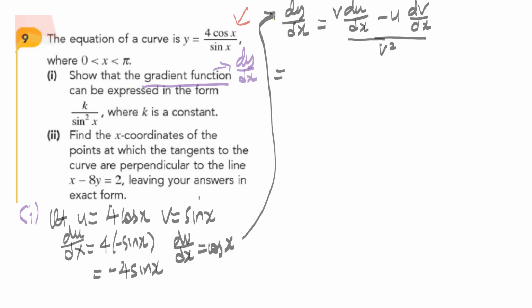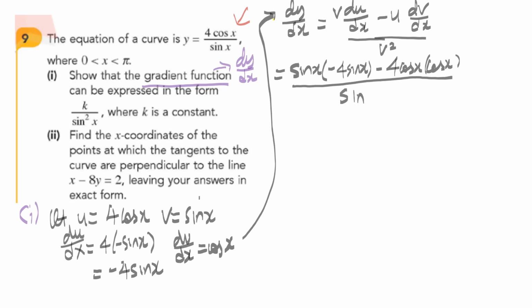And that gives you sine x, du over dx is negative 4 sine x, minus u, which is 4 cos x, multiplied by cos x, over v squared. So v squared is actually sine x times sine x. And if you remember, we said it before, sine x times another sine x is equal to sine square x. So that simplifies further.